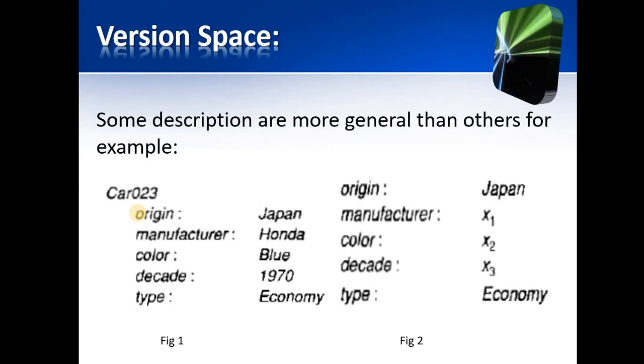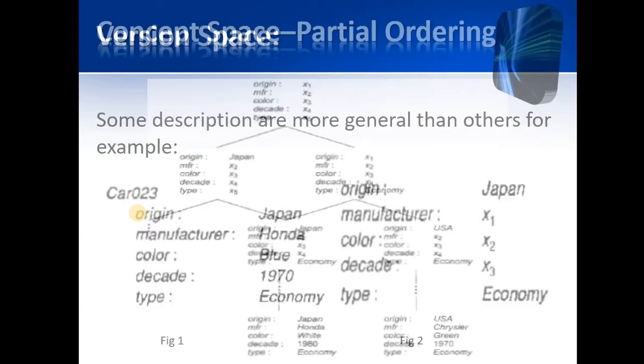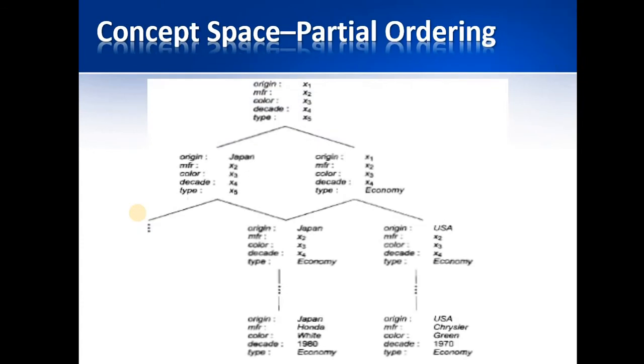Before proceeding to the version space algorithm, we should make some observations about representation. Some descriptions are more general than others. For example, the description of figure 1 is more general than the description of figure 2. This representation language defines the partial ordering of the descriptions. This is called partial ordering. The entire partial ordering is called the concept space.